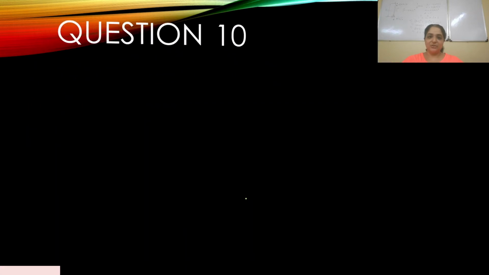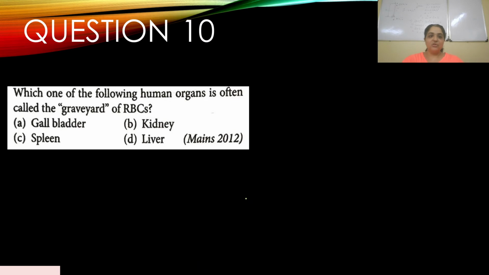All right, next question. Question number 10. Which one of the following human organs is often called the graveyard of RBCs? This appeared in Mains 2012. Graveyard of RBCs is such a depressing term, but it does a very good job. Okay, so you have gallbladder, you have kidney, you have spleen, you have liver.